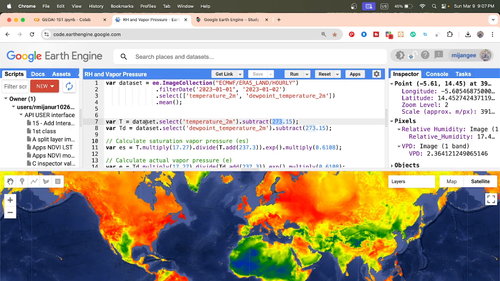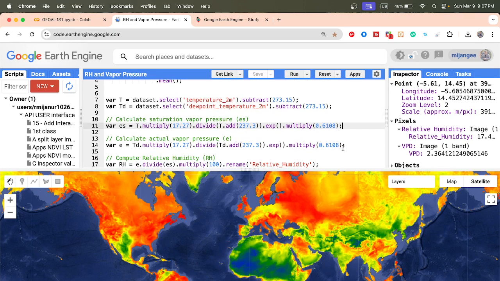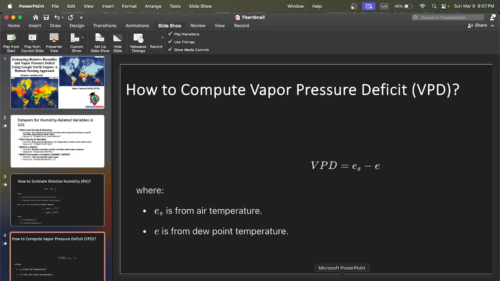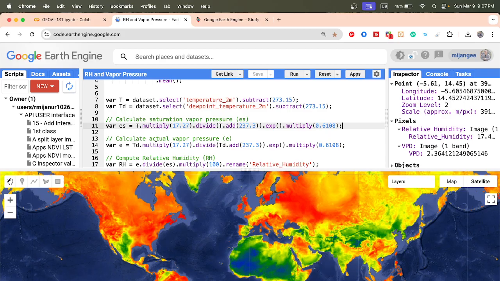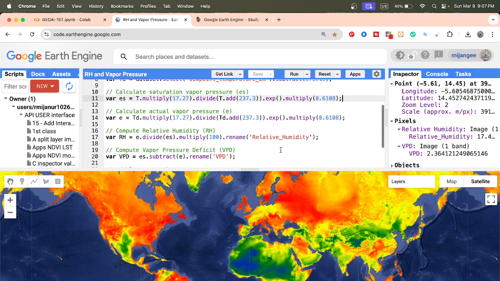Now we have the temperature at 2 meter height in degrees Celsius, and also the dew point temperature at 2 meter height in degrees Celsius. Further, we calculate the saturation vapor pressure using the equation. We simply multiply this value, divide it by this value, and take the exponential multiplied by this value. Now it calculates the saturation vapor pressure and also the actual vapor pressure, the same as the equation I already showed you on the slide. We just apply this equation here, ES and E, where E is the actual vapor pressure. Okay, just apply this formula, and further compute the relative humidity.